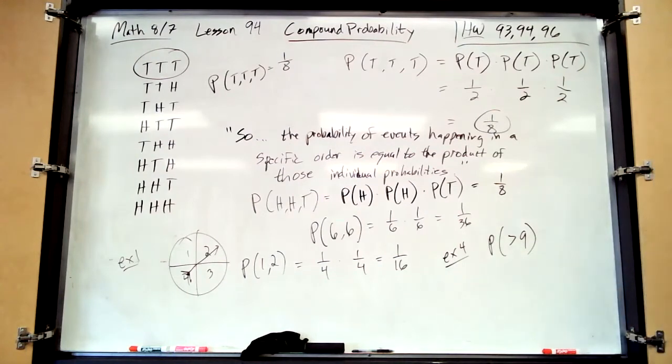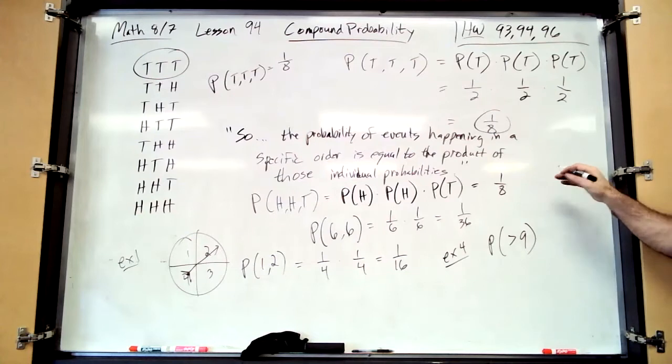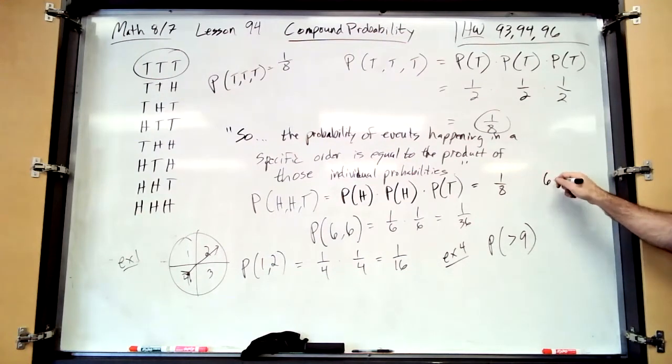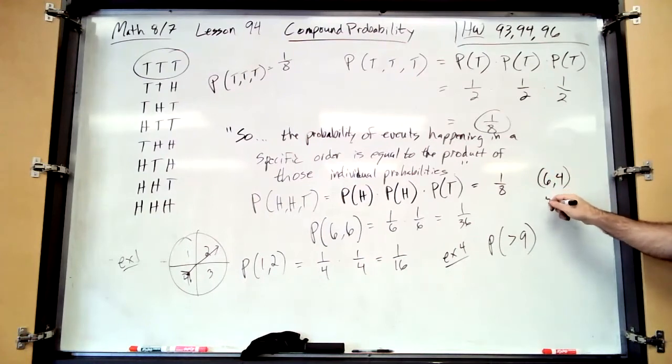Okay, so what will equal greater than 9? Numbers 10, 11, and 12. So what numbers on 2 dice will give you 10, 11, or 12? A lot. Let's start with 10. What numbers add up to 10? A 5 and a 5, a 6 and a 4, and then a 4 and a 6, right?